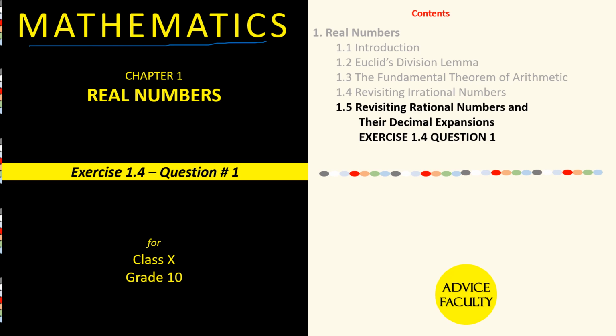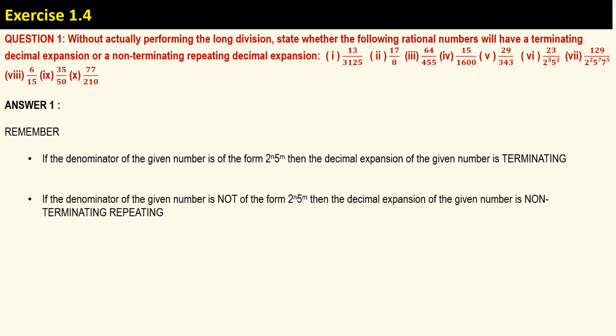Welcome to this session on mathematics, chapter 1, real numbers, for class 10. We are covering section 1.5, revisiting rational numbers and their decimal expansions, exercise 1.4, question number 1. Question number 1 states, without actually performing the long division, state whether the following rational numbers will have a terminating decimal expansion or a non-terminating repeating decimal expansion. And the numbers given to us are these.